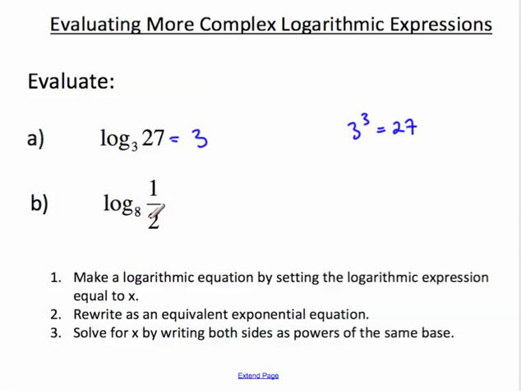If we're asked for log base 8 of a half, it might not be immediately obvious to us what exponent we need to use on 8 to get an answer of a half. So we're going to follow a series of steps. First, we're going to make a logarithmic equation by setting this equal to x. Then we're going to rewrite that as its corresponding or equivalent exponential equation, and we're going to solve for x by writing both sides as powers of the same base.